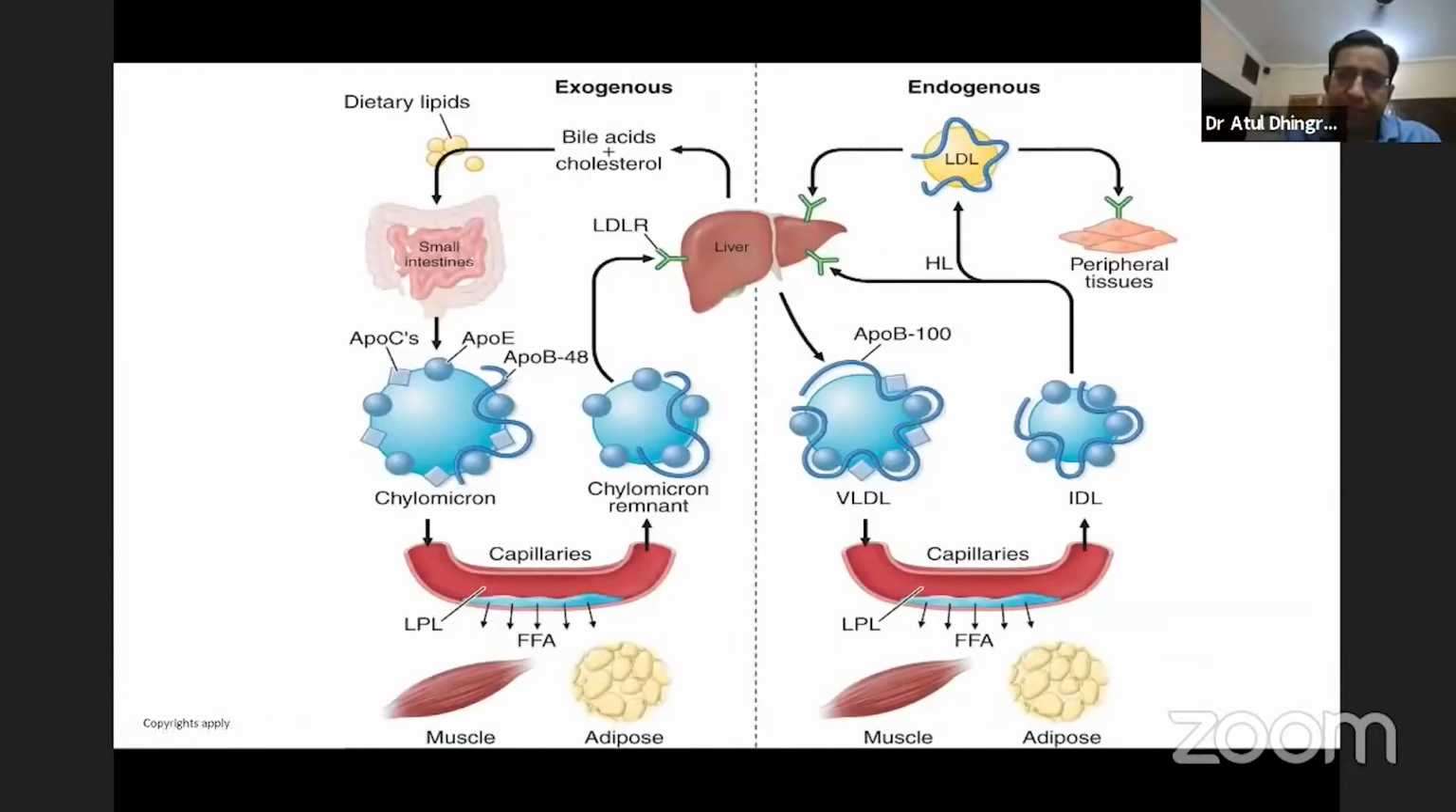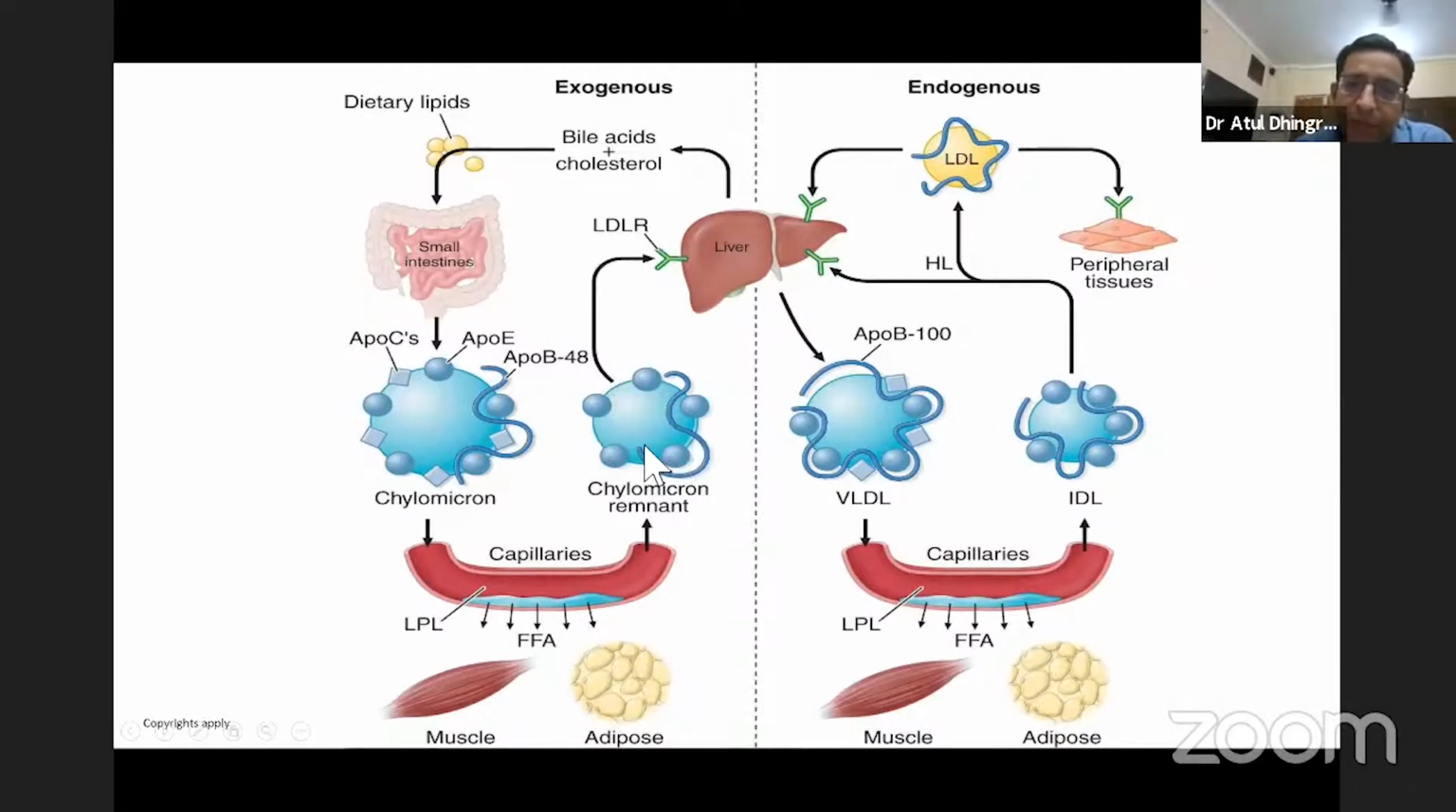So to understand this completely, this is what happens in the small intestine. Whenever we take dietary lipids, chylomicrons are formed. These chylomicrons are taken up into the circulation, and are acted upon by lipoprotein lipase. And the free fatty acids which are released are taken up by muscles or adipose tissue for their metabolism.